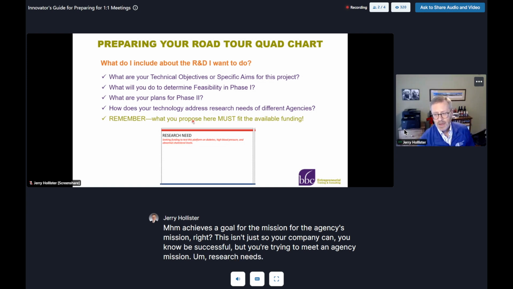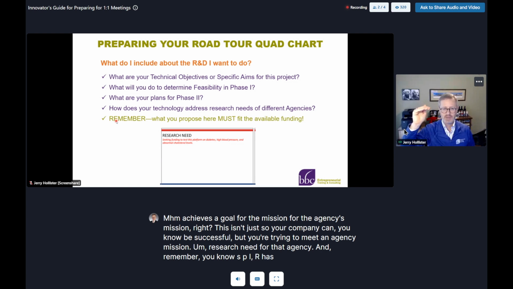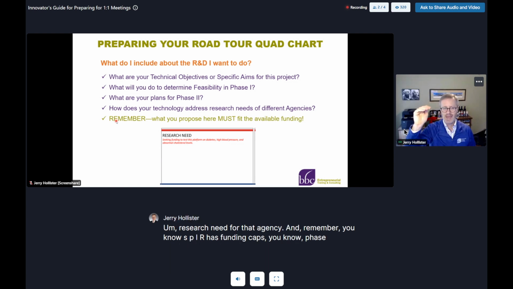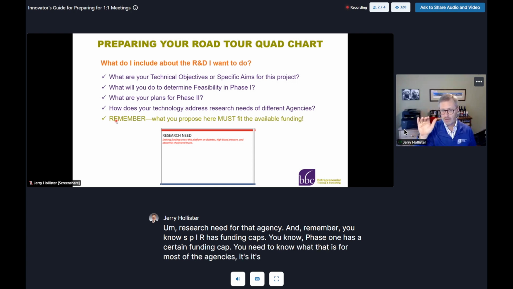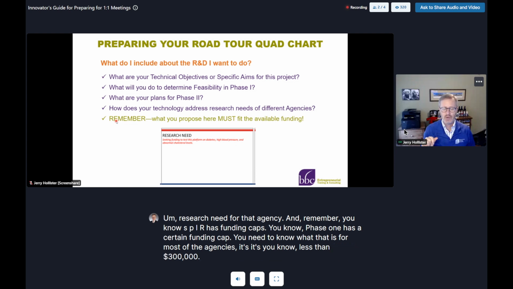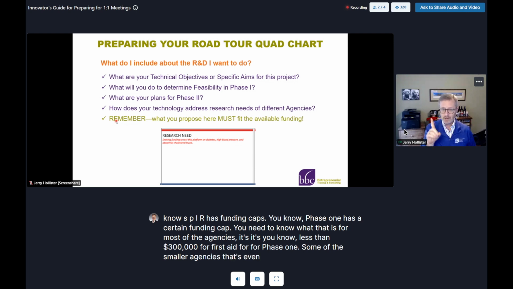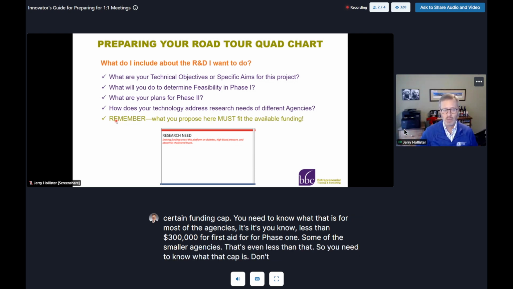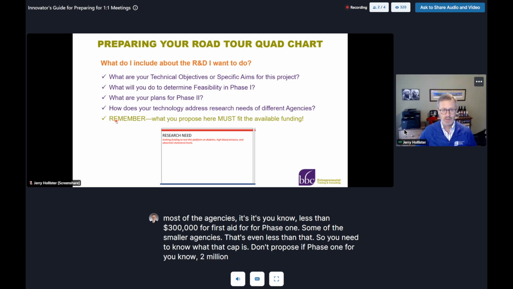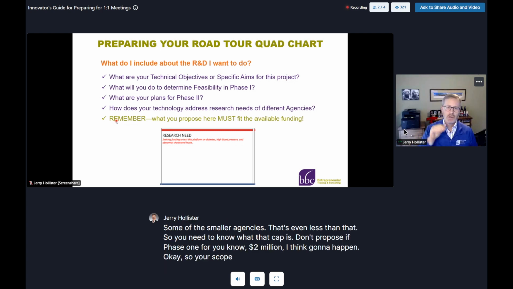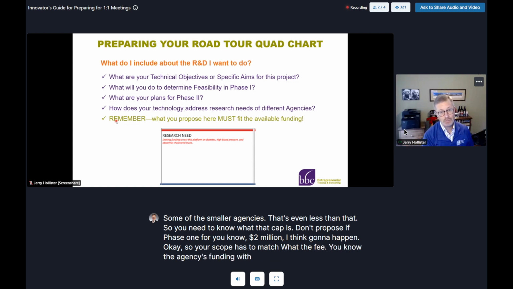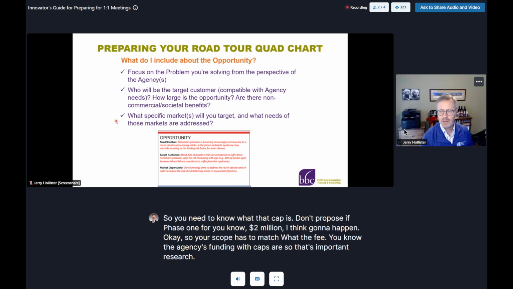for that agency. And remember, SBIR has funding caps. Phase one has a certain funding cap. You need to know what that is. For most of the agencies, it's less than $300,000 for phase one. Some of the smaller agencies, it's even less than that. So you need to know what that cap is. Don't propose a phase one for $2 million. That ain't going to happen. Okay, so your scope has to match what the agency's funding caps are. And so that's important research that you need to undertake.